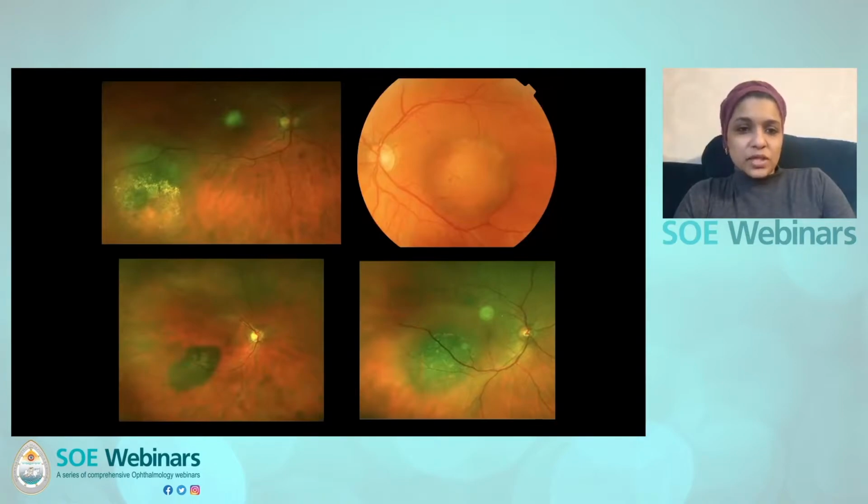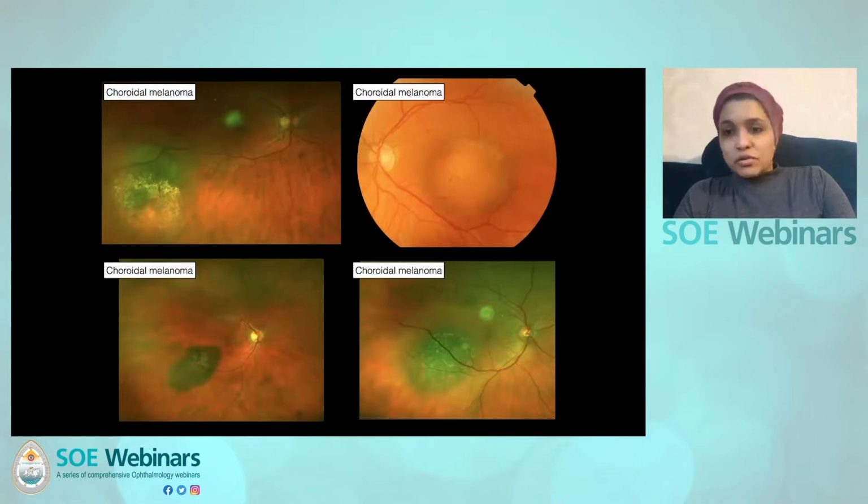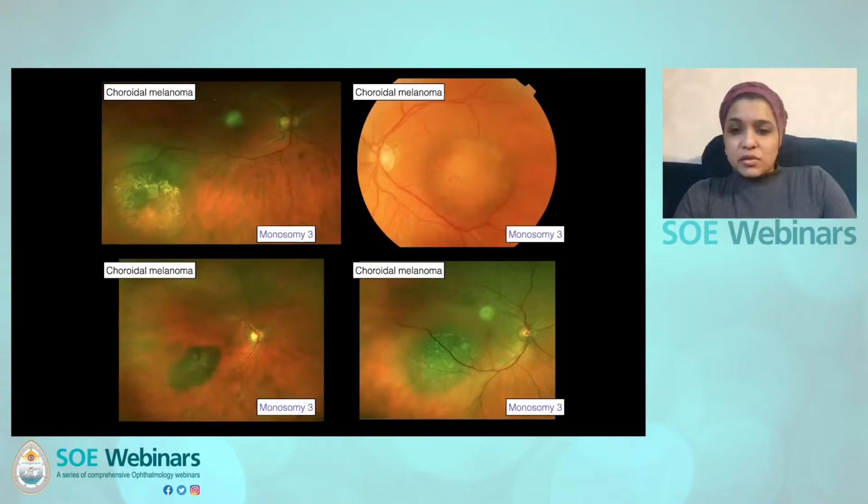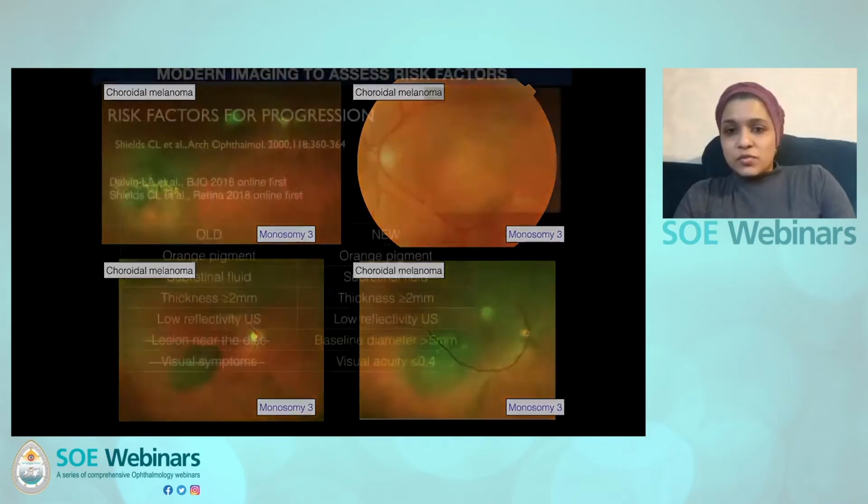The problem is that all of these images are of choroidal melanomas that have been biopsy proven, and actually all of them are not only that, they are monosomy 3 tumours, which means that they have a high risk of metastatic disease and they're highly lethal tumours. So it is important to try and differentiate these, whether they're large or small, what type of tumour they are.